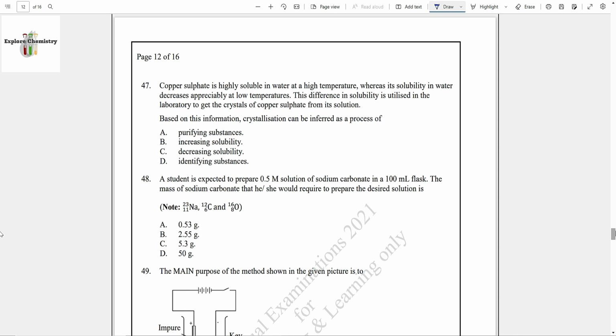Number 47. Copper sulfate is highly soluble in water at high temperature, whereas its solubility in water decreases appreciably at low temperature. This difference in solubility is utilized in the laboratory to get the crystals of copper sulfate from its solution. Based on this information, crystallization can be inferred as a process of purifying substances. This is the correct answer. Increasing solubility, no, we are decreasing solubility by decreasing temperature. First we will dissolve, then we will decrease solubility. Identifying substance is also wrong.